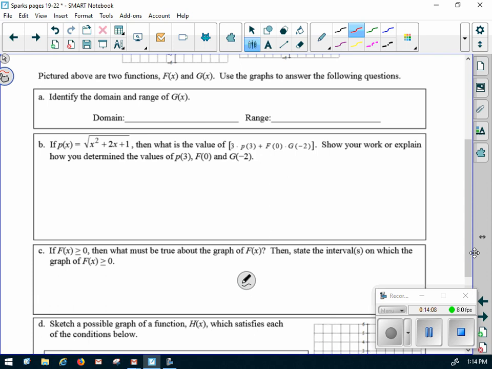Now, if you'll notice here, it says show your work or explain how you determined p of 3. Look on your paper. How would you find p of 3? Show your work on this one. So just put p of 3 equals square root of 3 squared plus 2 times 3 plus 1 equals. So showing your work is fine. For f of 0, you're going to say, I looked at the graph of f and found the y value when x was 0. You okay?